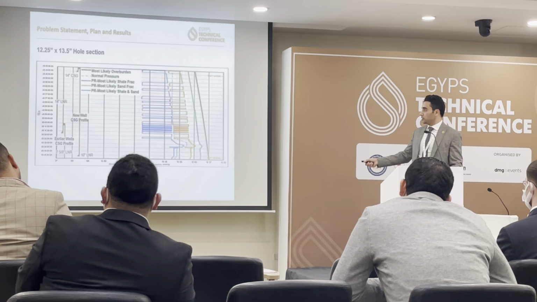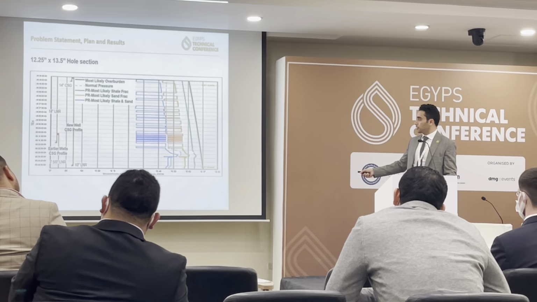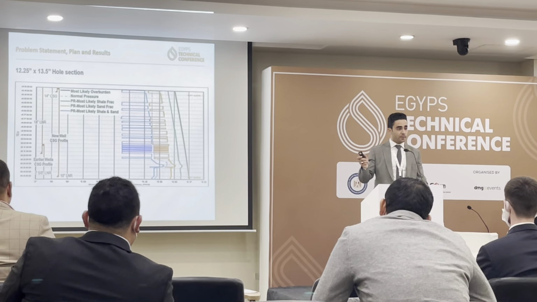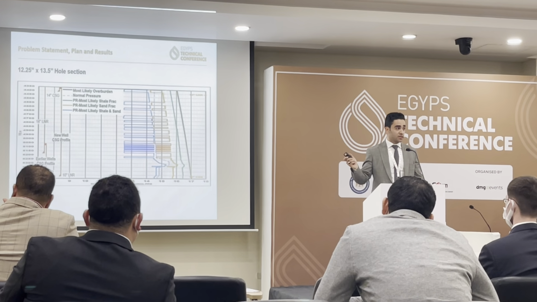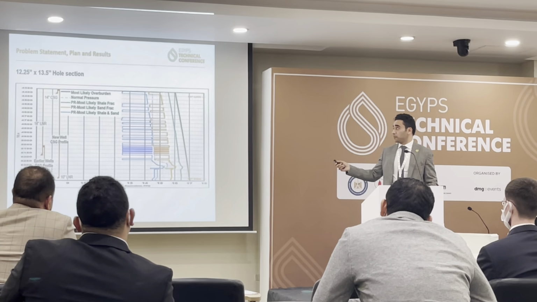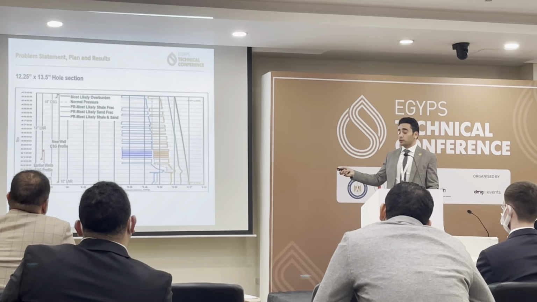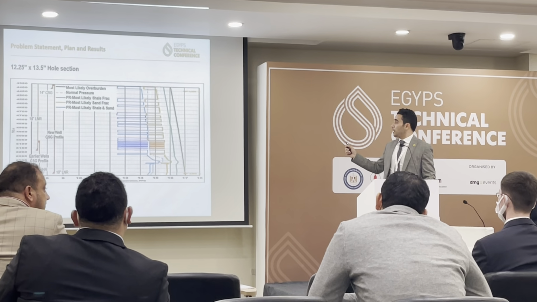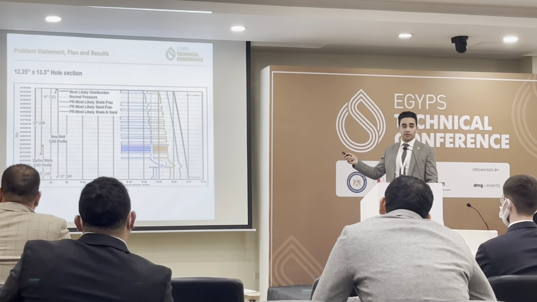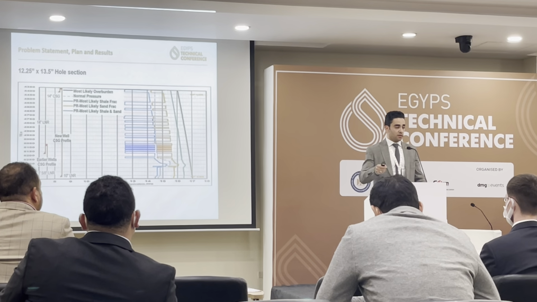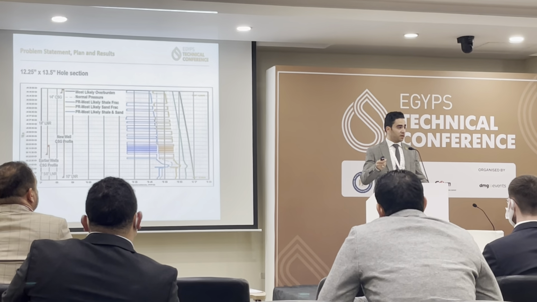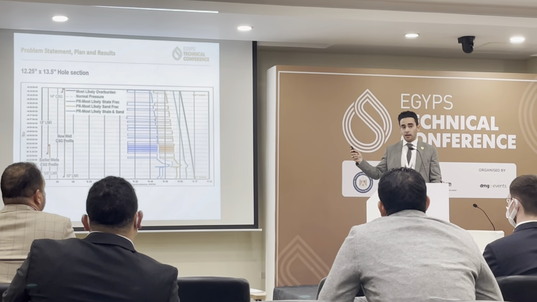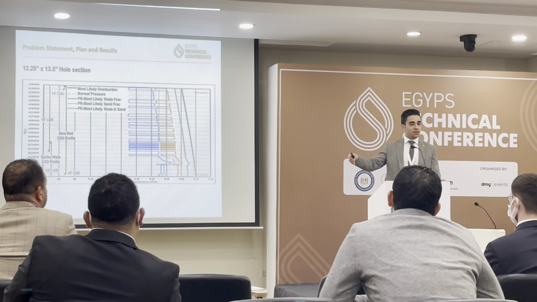After confirming the ramp top, we spotted a stress cage heavy pill of 645 barrels with a concentration of 29 pounds per barrel of stress cage material, and let it soak and performed FIT. It resulted in 15.05 ppg, which is lower than the expected value of 15.25, which worsened the situation.